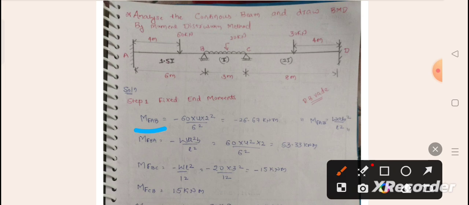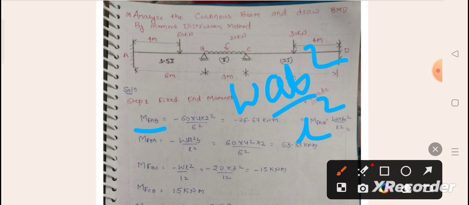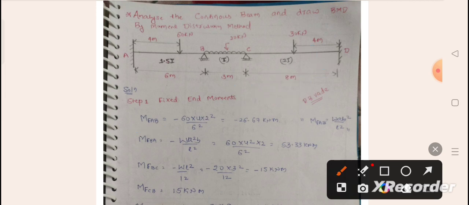That is MFAB is equal to minus WAB square by L square. So what is A? This distance is A, this distance is B. A is 4 and B is 2, because the span is 6 meter, so if this is 4, this will be 2. So W is 60, the load, A is 4 meter and B is 2 meter. If we calculate this, we are getting minus 26.67 kilonewton meter.